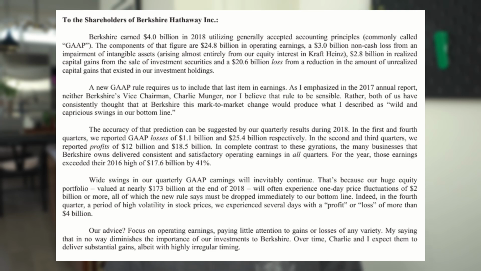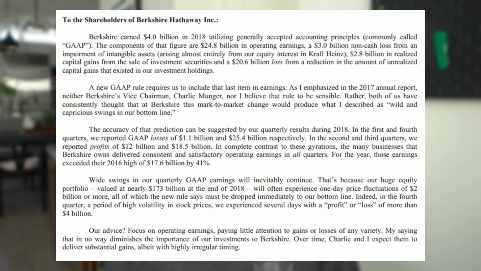The components of that figure are $24.8 billion in operating earnings, a $3 billion non-cash loss from an impairment of intangible assets, $2.8 billion in realized capital gains from the sale of investment securities, and a $20.6 billion loss from a reduction in the amount of unrealized capital gains that existed in our investment business. A new GAAP rule requires us to include that last item in earnings.